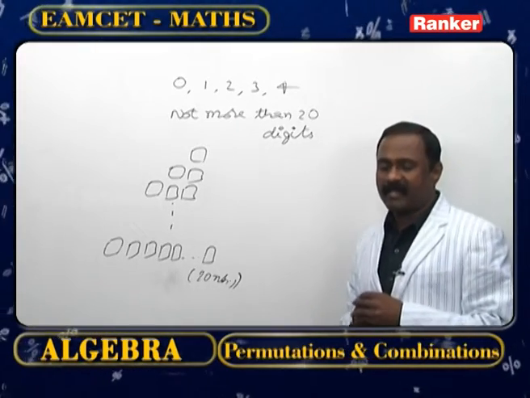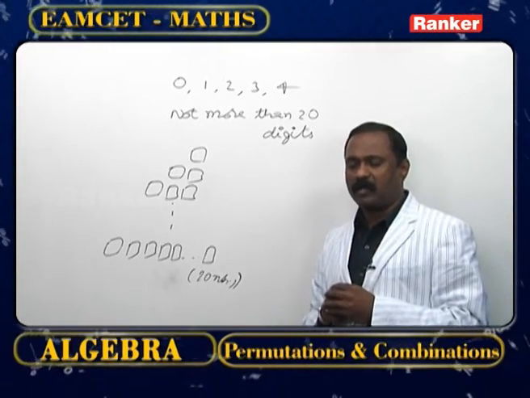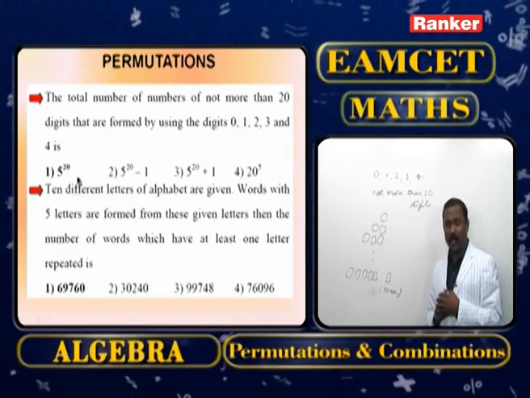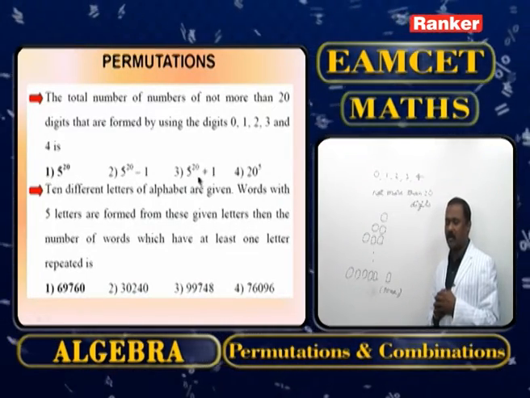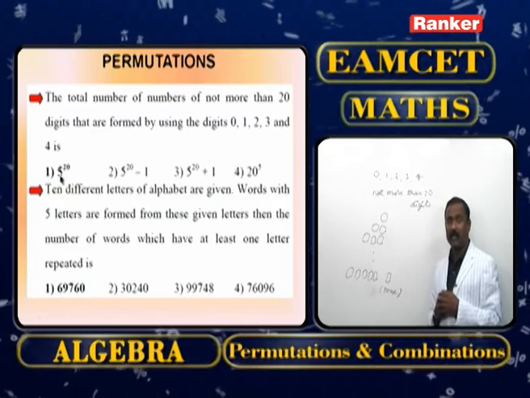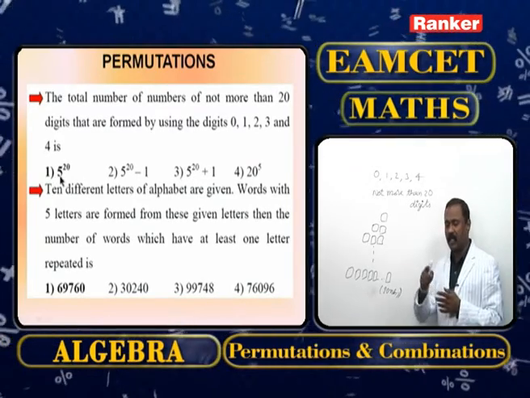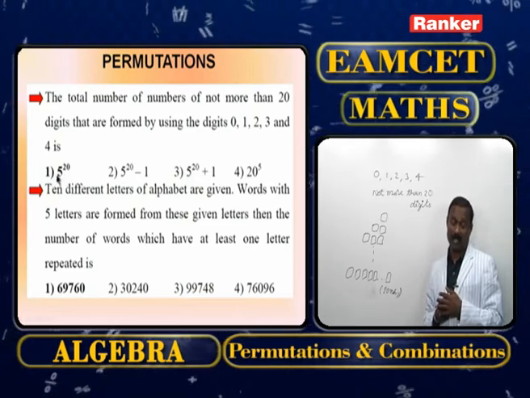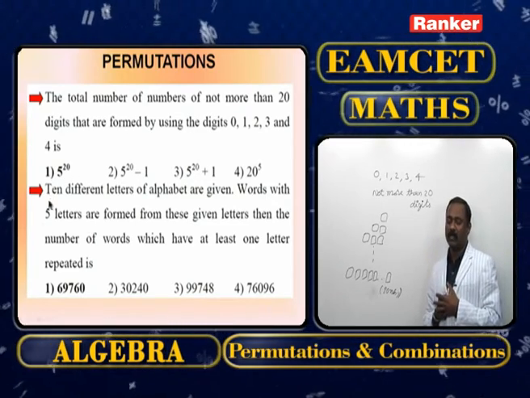If it is given as total number of positive numbers, the answer will be something like the third option, 5 power 20 plus 1. If nothing is given, then 0 is also to be considered. Then it is 5 power 20 plus 1. If 0 is to be avoided, it will be 5 power 20. Understand that? 5 power 20. So like that you can do that.